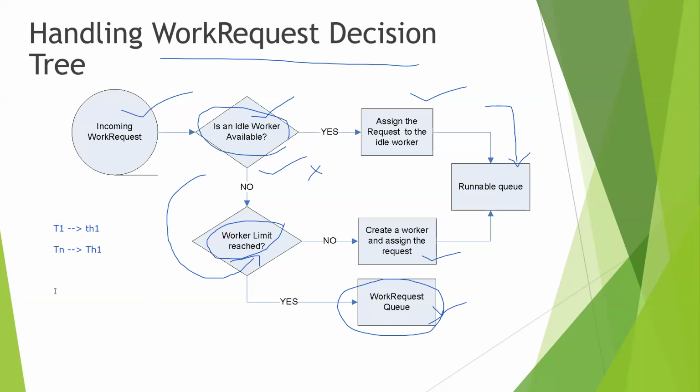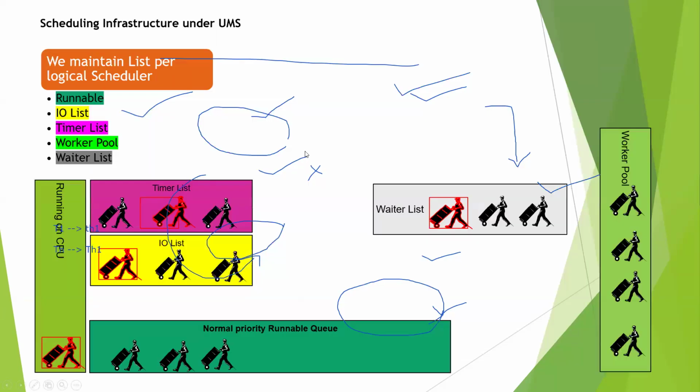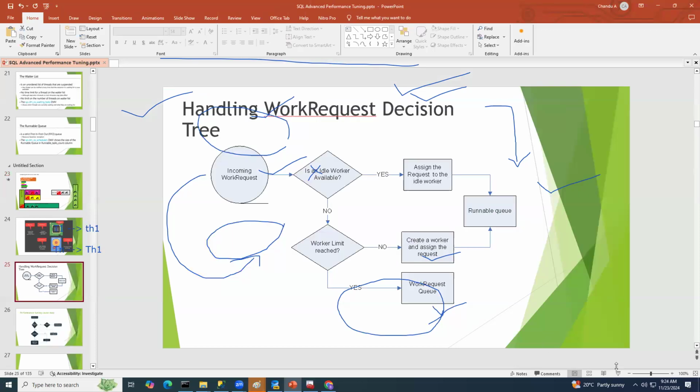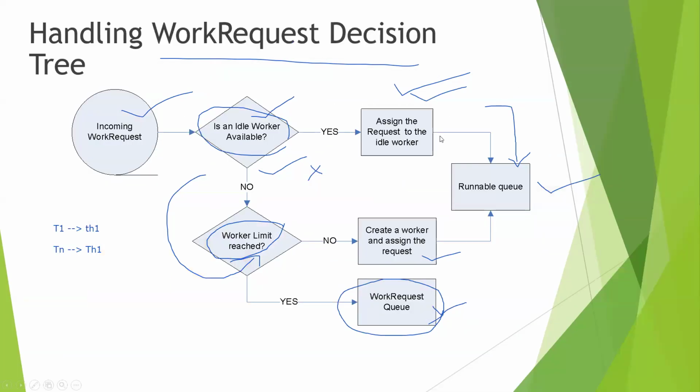So an incoming request will be assigned, initially checking whether a thread is available or not. If a thread is available, a task is assigned to the request and it will be placed into the runnable queue. This is the runnable queue, right? Once the threads are in the runnable queue, they will go ahead and execute on the CPU. If a thread is not available, the worker thread limit is reached.